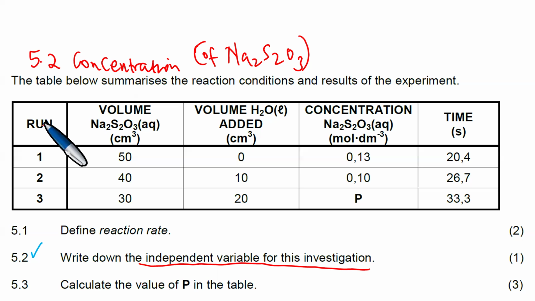you then say the table below summarizes the reaction conditions and results of the experiment. Calculate the value of P in the table. So we continue as follows.